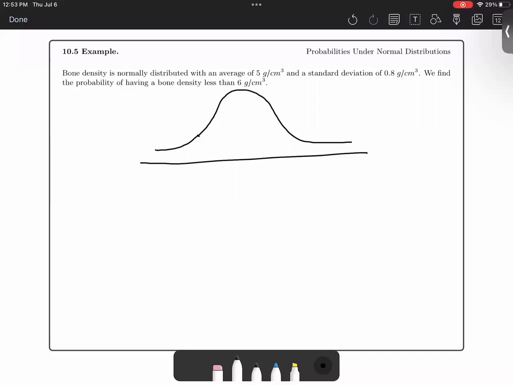So bone densities are normally distributed. So I can immediately recognize that this is the general shape of bone densities. They're normally distributed. Their average is 5. I'm going to leave off units. Everything is going to be grams per cubic centimeter. So the center of that distribution is 5, and the standard deviation, let's remind ourselves of what it is. It tells us how spread out the data is, 0.8 grams per cubic centimeter.